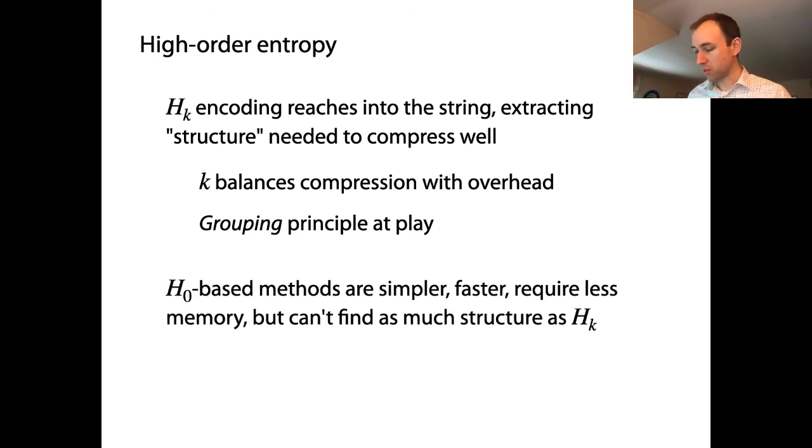Whereas the zero-order empirical entropy-based methods are simpler, faster, and require less memory. It's just that they can't really find as much structure as the kth-order empirical entropy. They're not trying as hard to reach into the string to extract the structure that would be needed to get that increased predictability. Or can they? This is foreshadowing, right? It could be, actually, if we're clever enough about what order the characters of the string are in, that zero-order empirical entropy can reveal a lot of what we need.